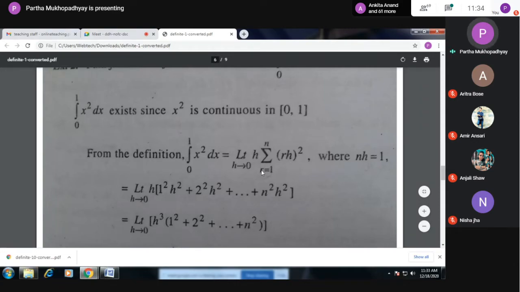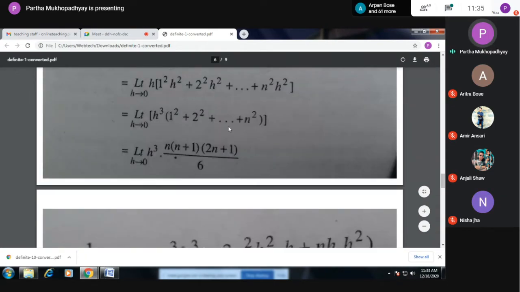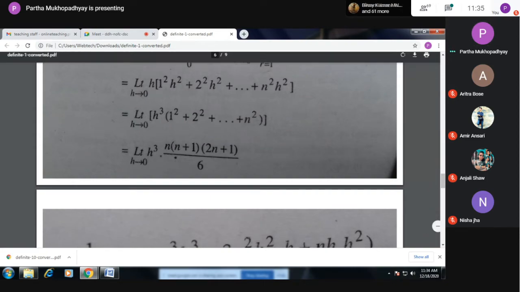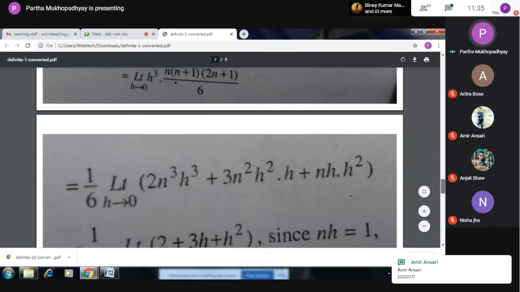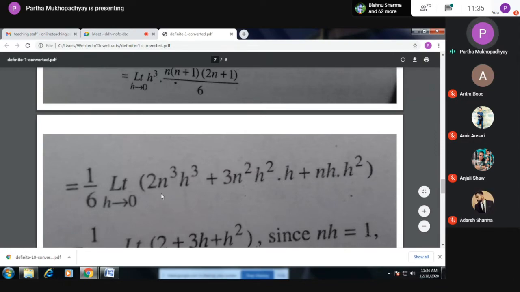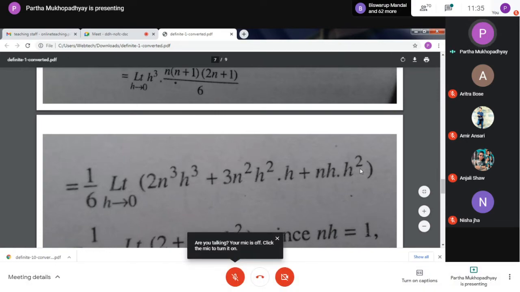Sum from r equal to 1 to n, same thing, h into r, h tends to 0 when n h is equal to 1. So we are putting this h square will be common, getting outside h cube, and 1 square, 2 square, up to n square. This is the sum of the squares of the first n natural numbers, and that we know already: n into (n plus 1) into (2n plus 1) by 6 into h cube. Now if you multiply this out and then again multiply with h cube, you will get this thing, 2n cube h cube plus 3n square h square plus n h into h square, okay?